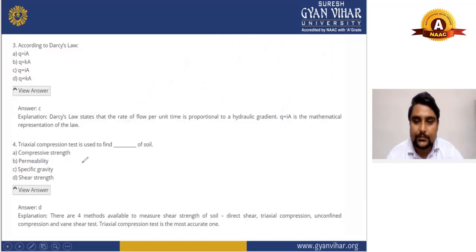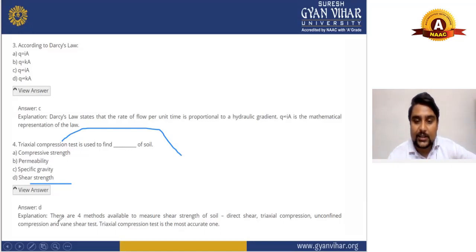Come to the next question. The triaxial compression test is used to find what of soil? Why do we conduct the triaxial test? This is also a very important question, and in many exams this kind of question has been asked. Here the right answer will be shear strength. We determine the shear strength of soil with the help of the triaxial compression test.